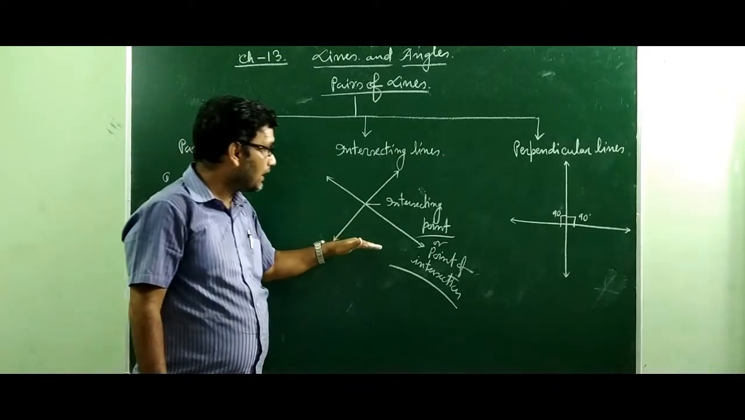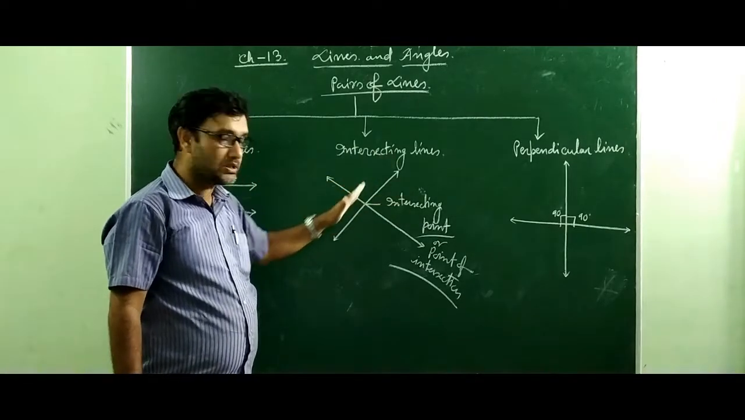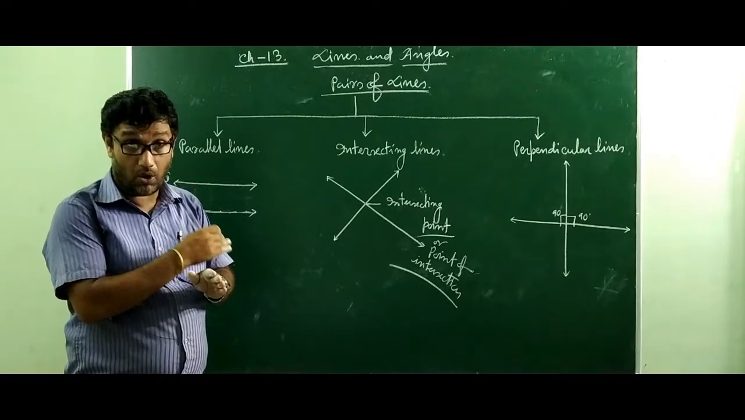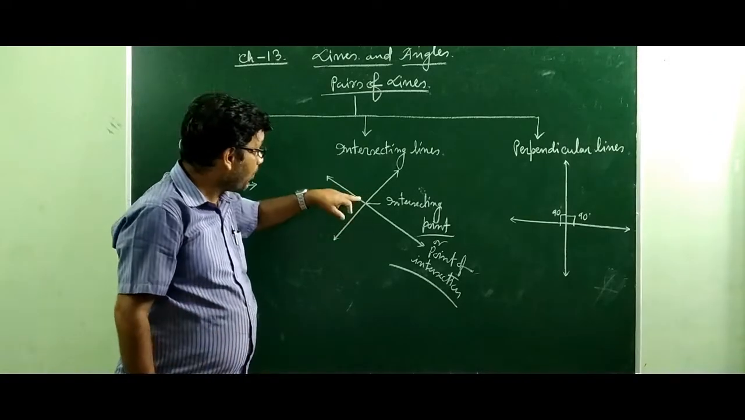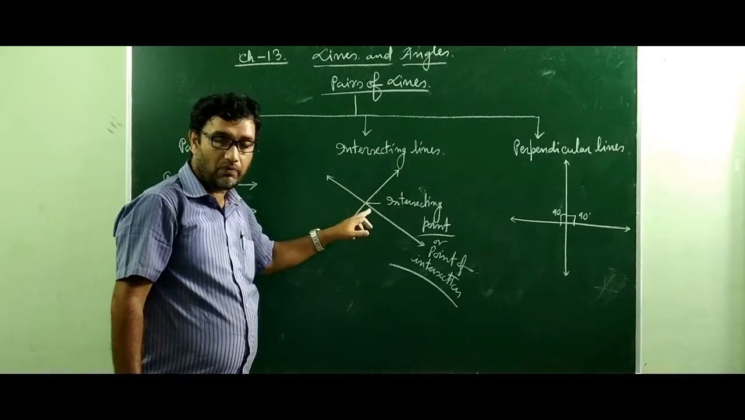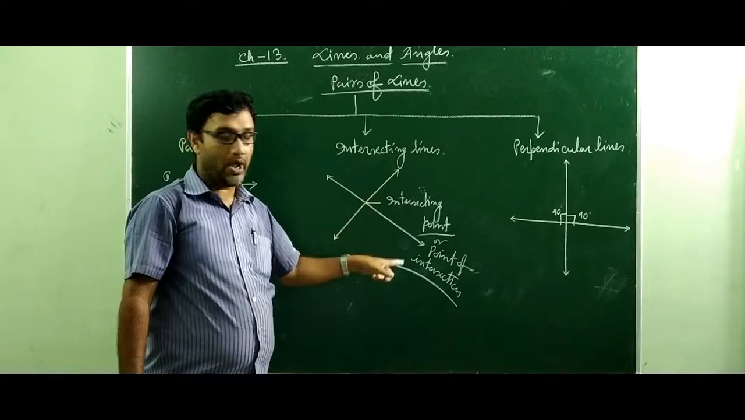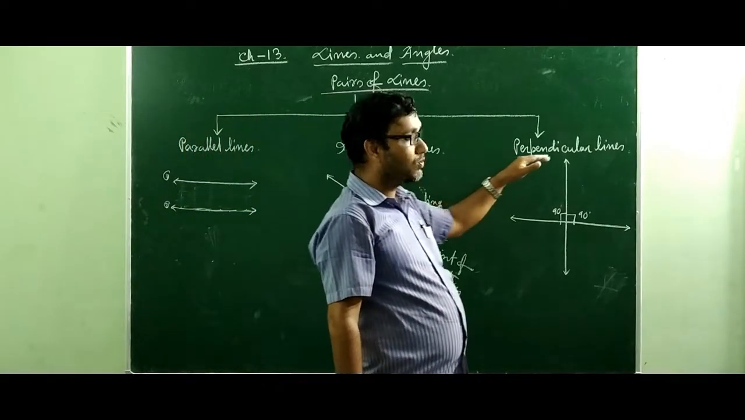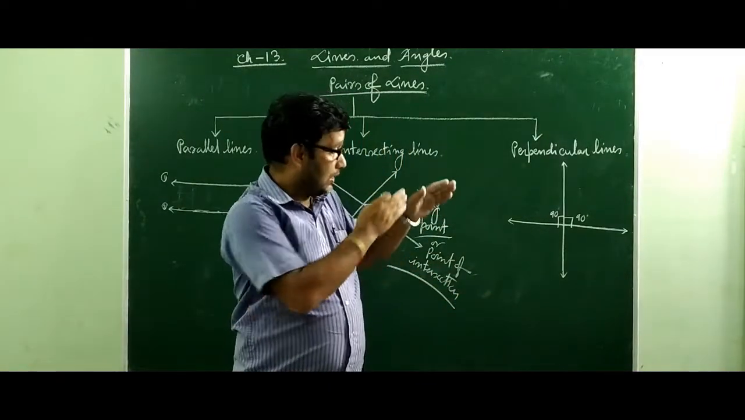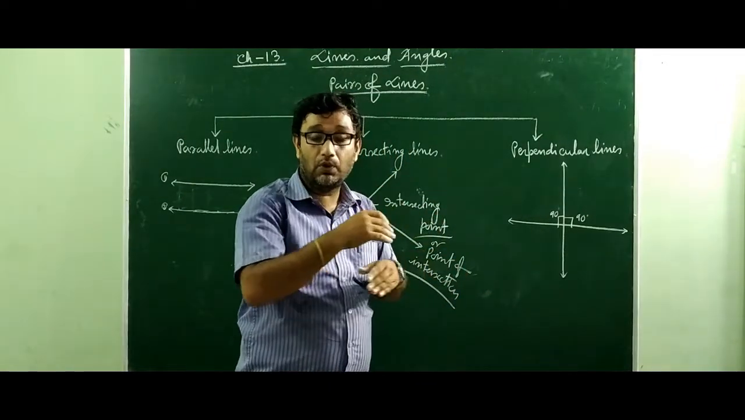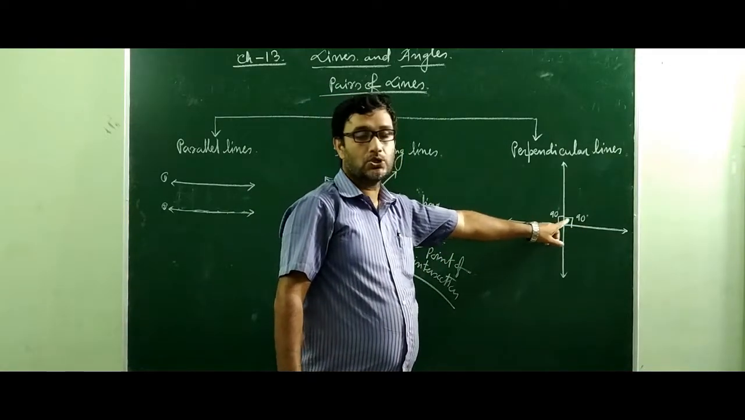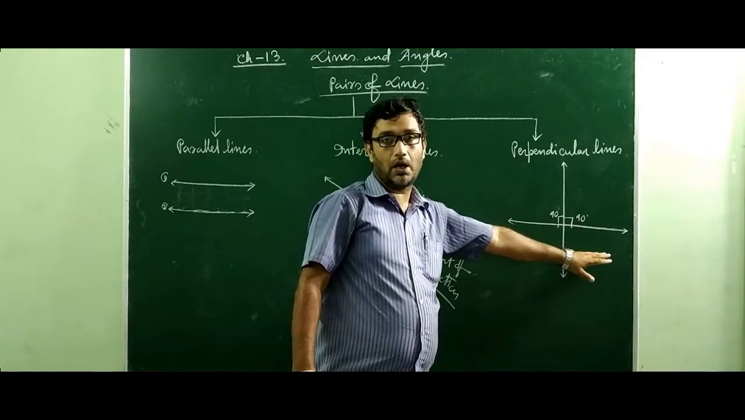Then intersecting lines means what? When the two lines cross each other, these two lines are called intersecting lines, and the point where they intersect each other is called the point of intersection or intersecting point. Then third one, perpendicular lines. Perpendicular lines means when the two lines intersect each other and form 90-degree angles, then these two lines are called perpendicular lines.